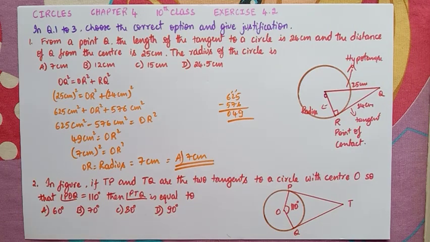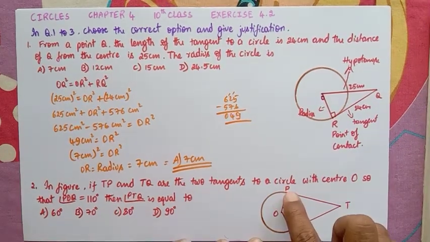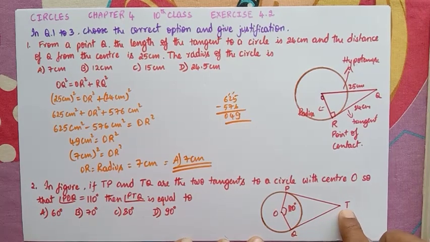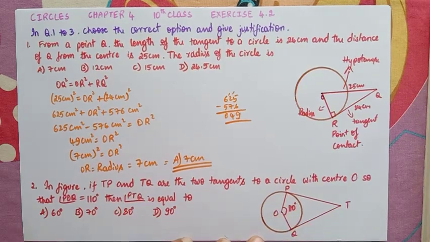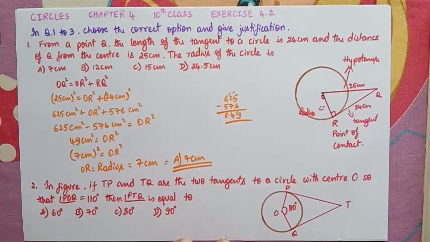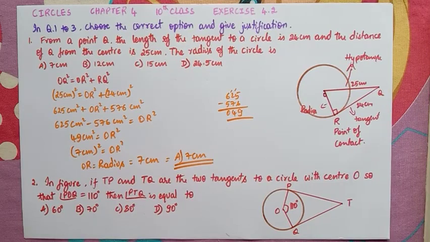We are all familiar that here Q is the point of contact, and here P is the point of contact. So this one is the tangent and this is the radius. OQ is the radius and QT is the tangent. Here TP is the tangent, PO is the radius. So at the point of contact, the angle between the radius and the tangent is equal to 90 degree.